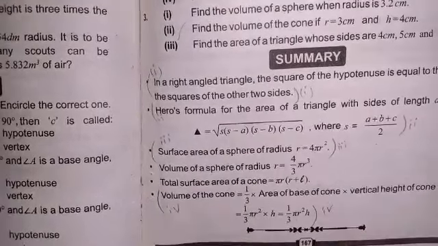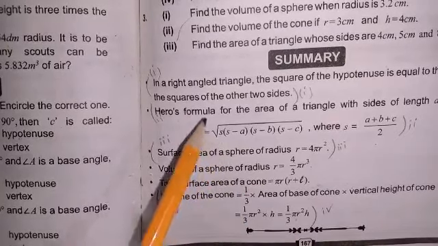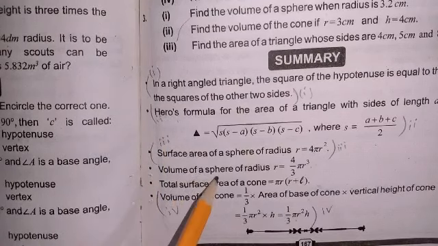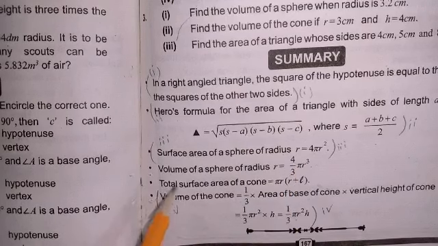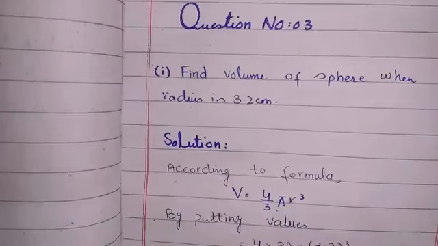As students, we covered all the summary points. Besides our short questions, only 2 points are left, which are: volume of a sphere of radius r is equal to 4 over 3 pi r cube, and the other is total surface area of cone is equal to pi r into r plus l.